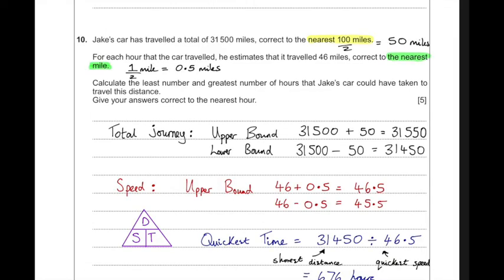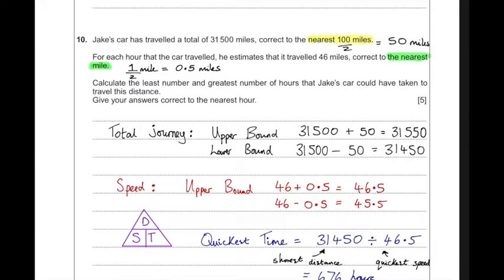The key thing in this question, the thing that you need to be looking out for, is this statement here and here. If you're told anything to the nearest, then that's telling you this is a question on what we call upper and lower bounds. So looking at this, if it's to the nearest 100 miles, we will always divide that by 2. So divided by 2 gives me 50 miles.